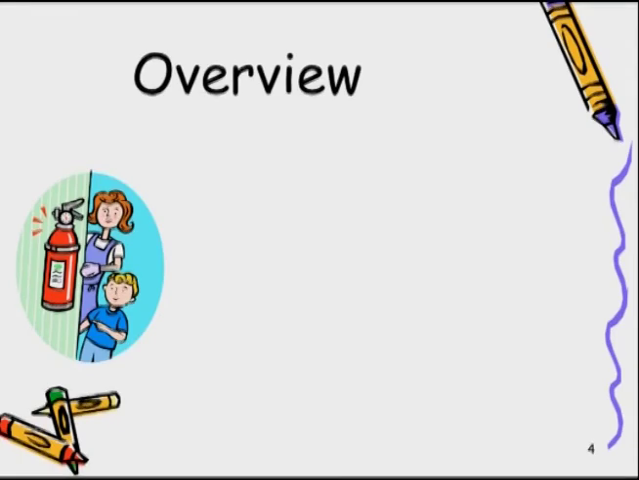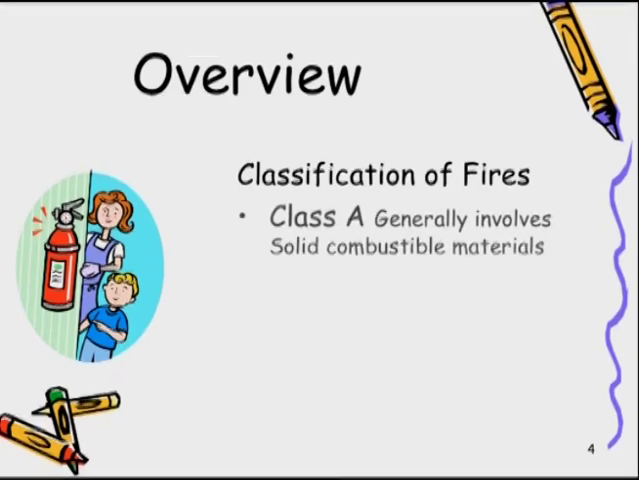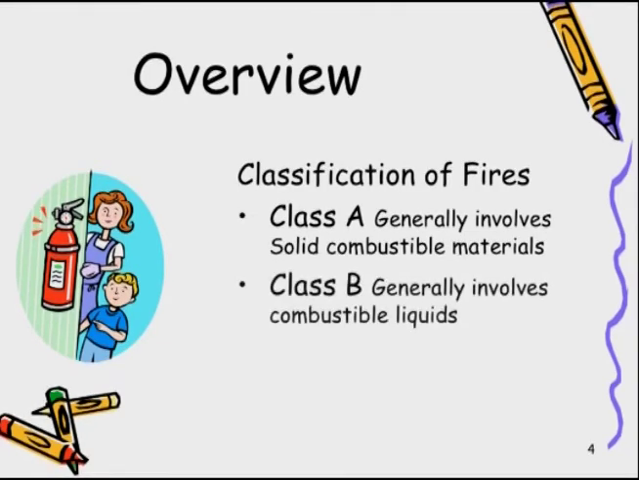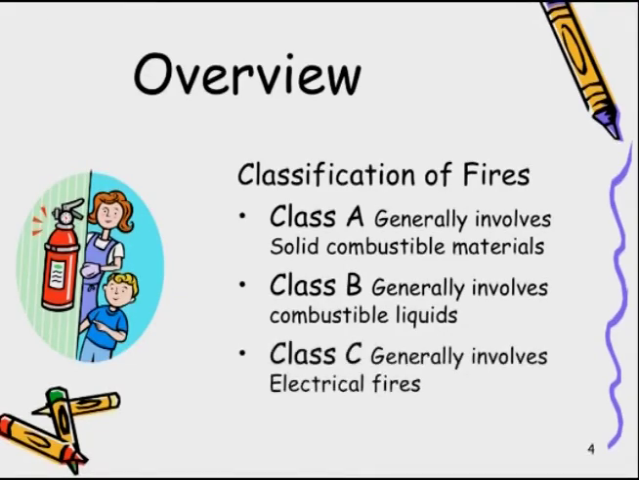As an overview, as we begin, there are 3 different classifications of fires. These are listed as Class A, Class B, and Class C. Class A generally involves solid combustible materials such as paper, vinyl seat covers, and foam padding. Class B generally involves liquids such as diesel fuel or motor oil, and Class C generally involves an electrical fire.